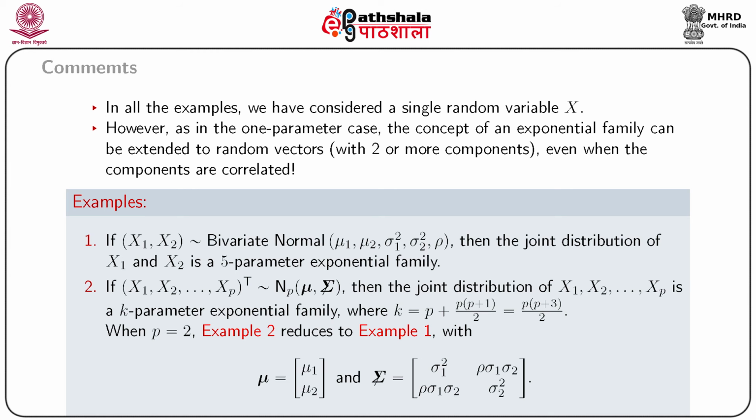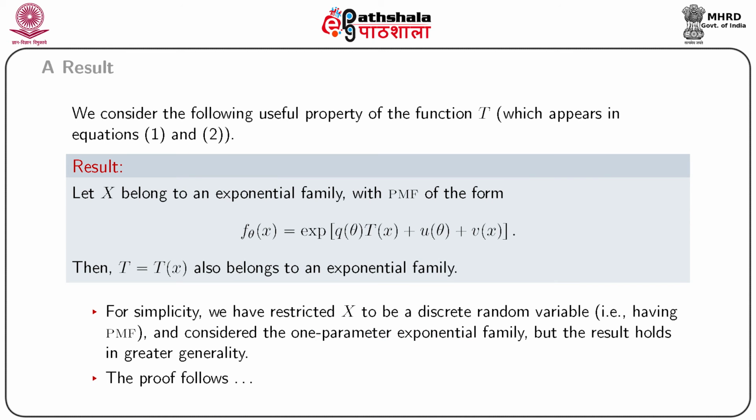We consider another example. Suppose x1, x2 up to xp jointly follow a p-dimensional normal distribution with mean vector mu and dispersion matrix capital Sigma. Here the joint distribution of x1, x2 up to xp belongs to the k-parameter exponential family, where k = p(p + 3)/2. Let us close our discussion with the following result.